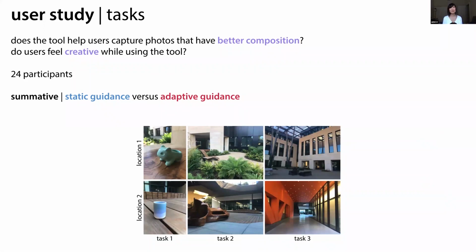Participants completed 6 photo tasks, 3 at each of 2 locations. So the tasks were designed to increase in scale and complexity and to correspond in style across the 2 locations. We counterbalanced location and condition to avoid biases due to location preferences or learning effects.